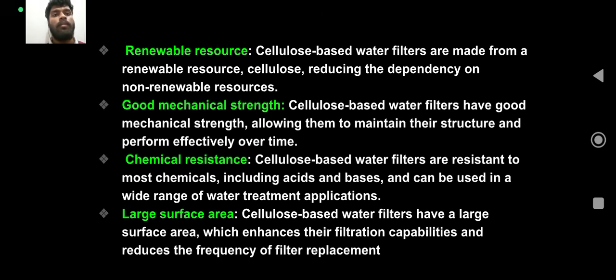And renewable sources. Since these cellulose based water filters are available from renewable resources, it reduces the dependency on non-renewable resources. Good mechanical strength. Cellulose based water filters have good mechanical strength, allowing them to maintain their structure and perform effectively over time. And chemical resistance. These cellulose based water filters are very resistant to acids and bases.